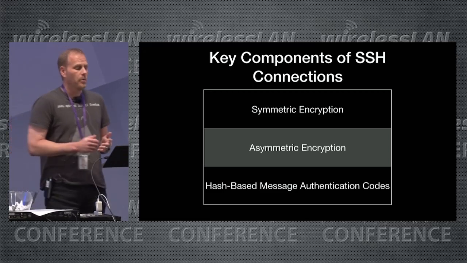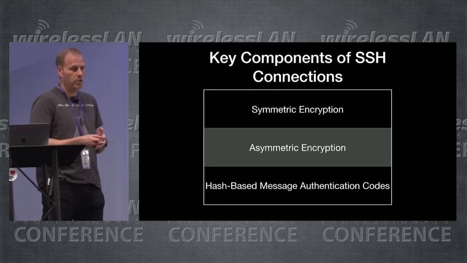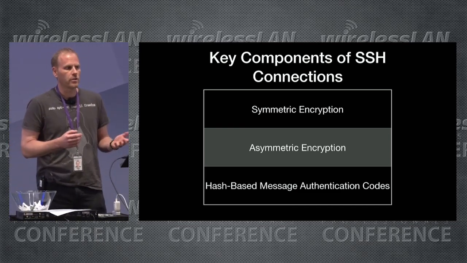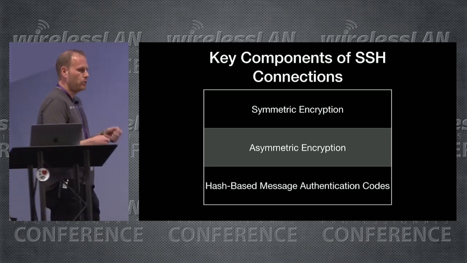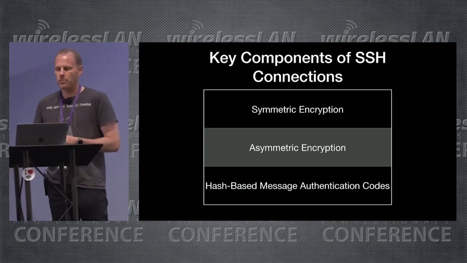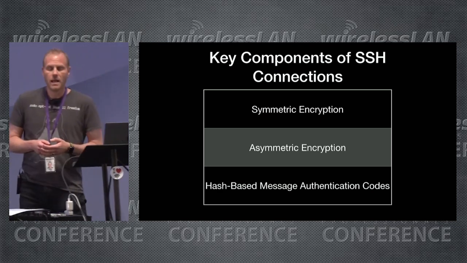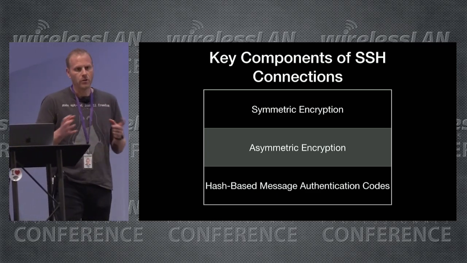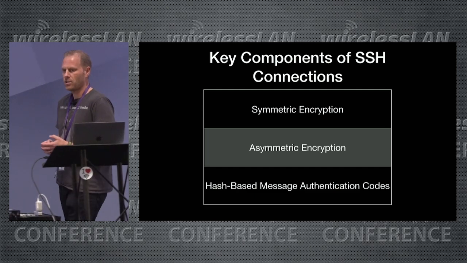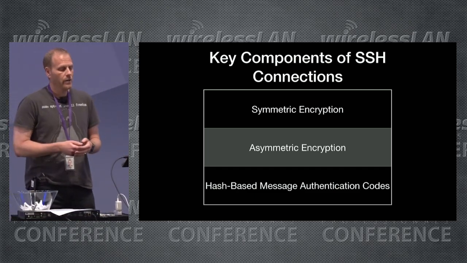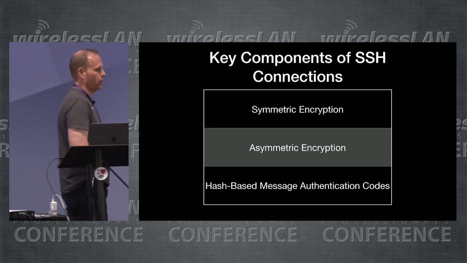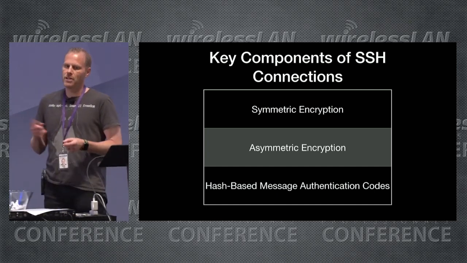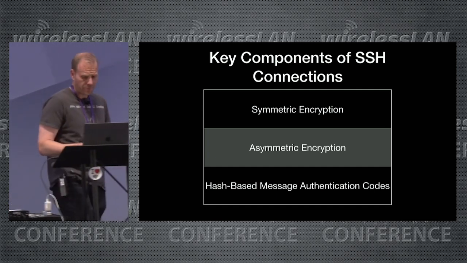So the key components of SSH connections: you have symmetric encryption. Symmetric encryption is when there's part input from a client and part input from the server. They create a symmetric key. That key is then used to encrypt the data that's passed back and forth between the server and the client. Asymmetric encryption is used for authentication. Some people get those mixed up, but the asymmetric encryption is actually used for the authentication part. And then you have hash-based message authentication codes, which are used to maintain the integrity of all the messages passing back and forth between the client and the server.